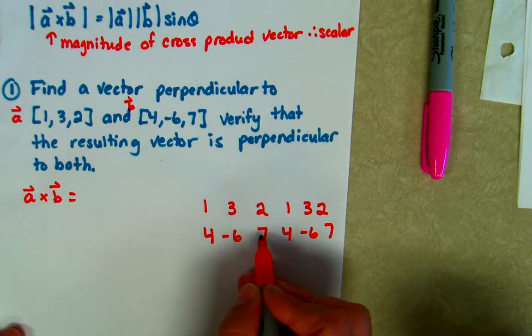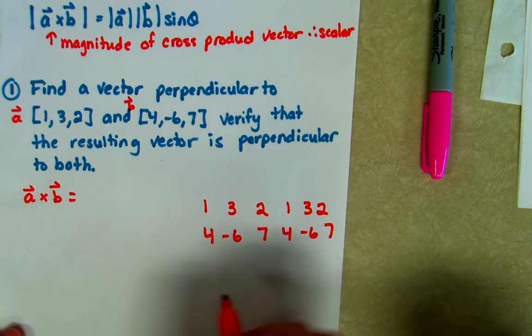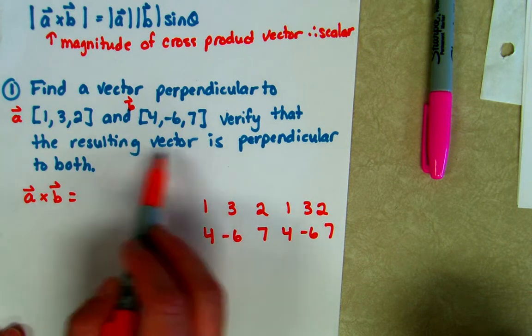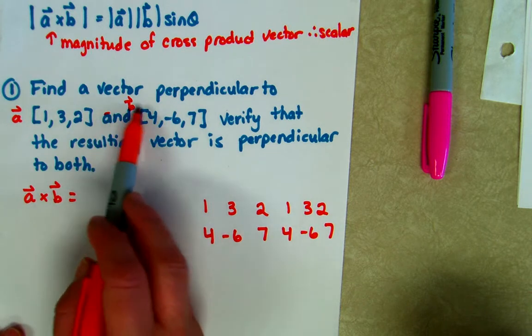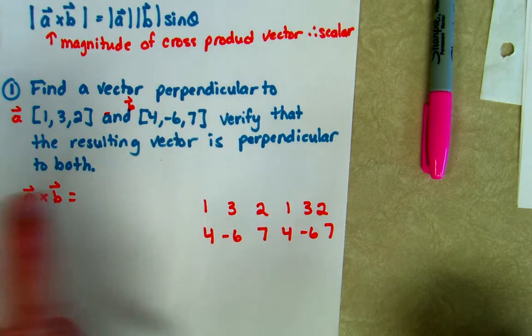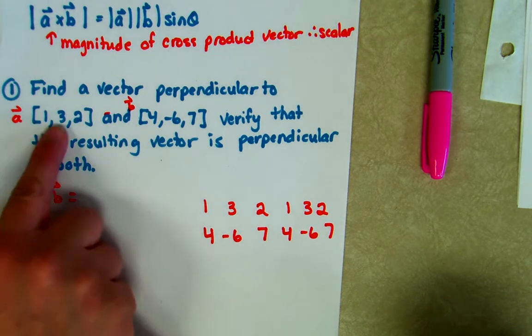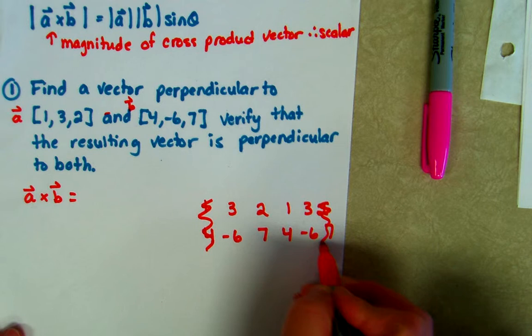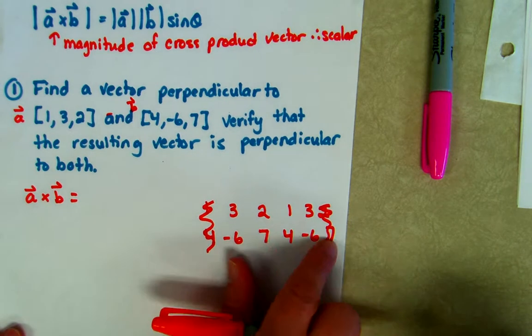4, negative 6, 7, 4, negative 6, 7. Okay, and order is important. If we're doing A cross B, I'm going to put A on top, B on the bottom. They just said find a vector perpendicular, so it doesn't really matter which order I do it, but I'm going to do this one first and that one second. So after you write them out twice, you're going to cross off the first column and the last column.